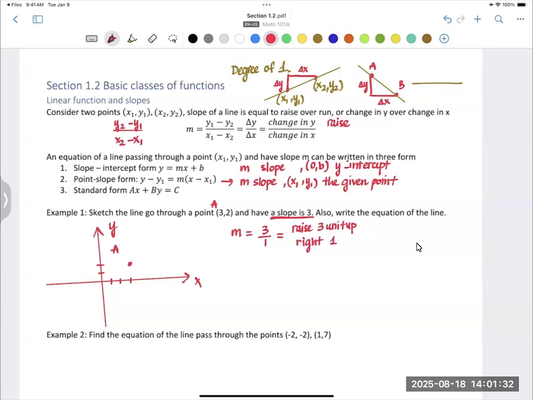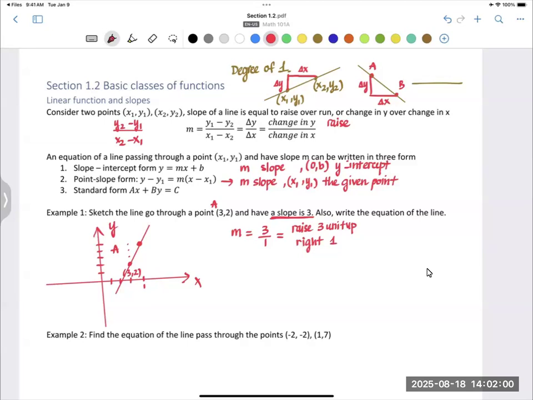From here, we will go 1, 2, 3, and then go to the right 1 unit. So right here, I have the second point. From this point, 3 and 2, I get to the second point by going up 3 and 1 unit to the right. I connect these 2 points, and I have the line. Again, the positive slope tells you go up 3 and right 1.